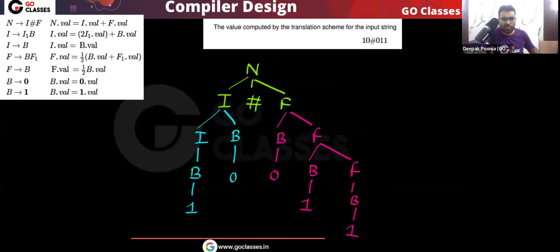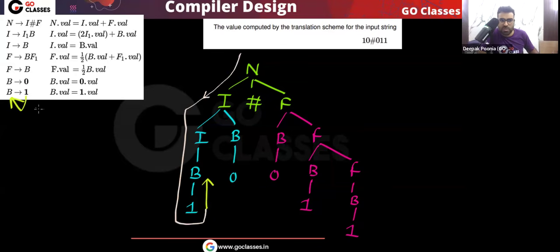This is step number 1. What is step number 2? Now we will perform left to right depth first traversal, and immediately after a reduction we will perform the corresponding semantic action. Very simple. So let's go left to right depth first, and here we get our first reduction. You can see this 1 is reducing to B.